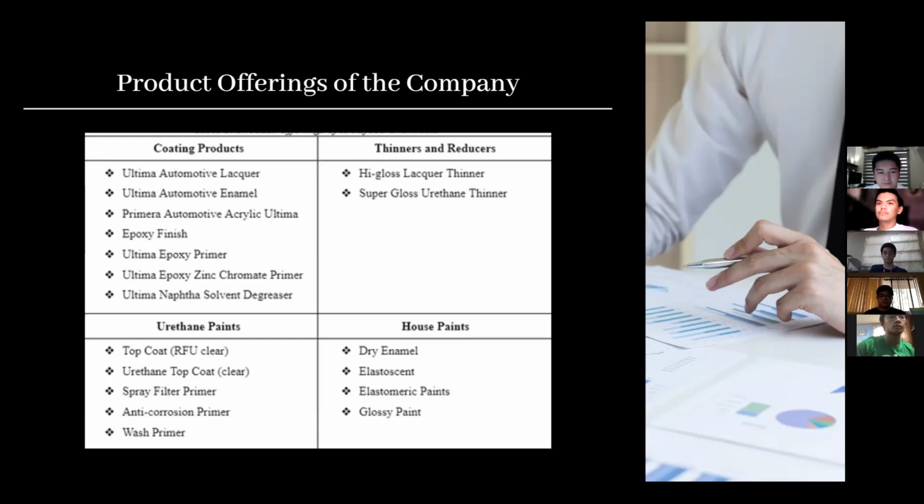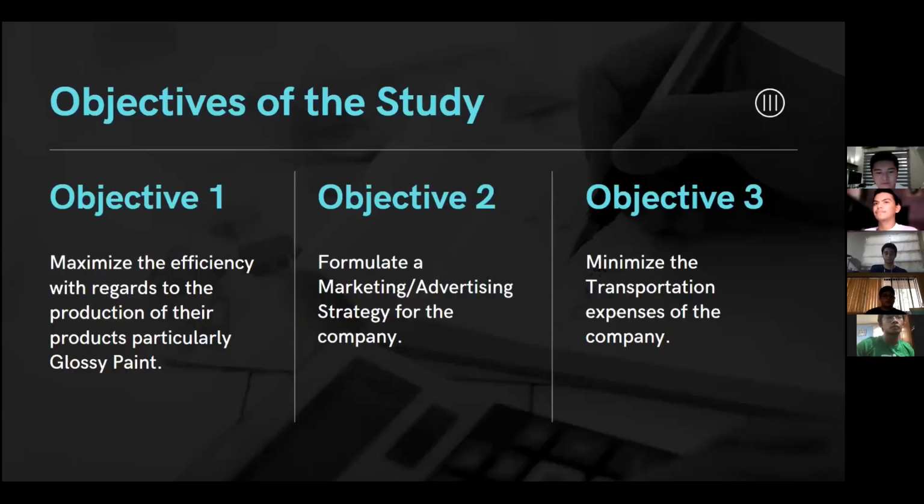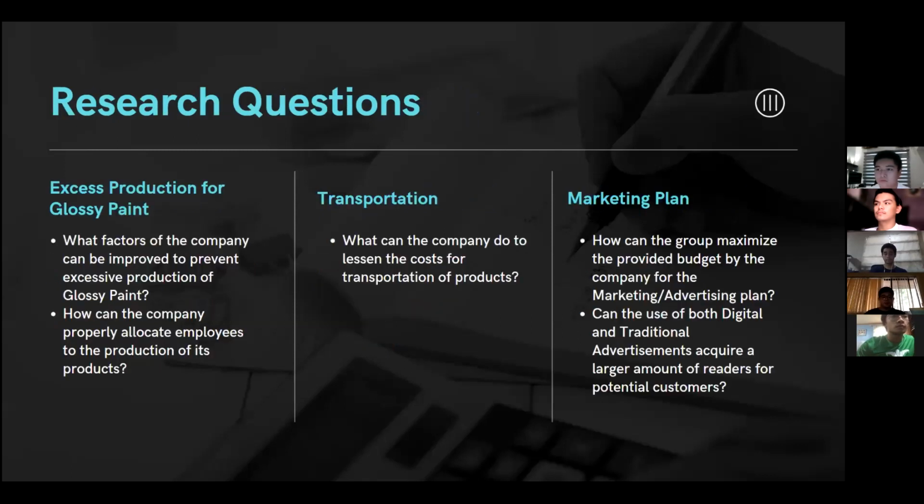Next slide, please. The objectives of the study are to maximize efficiency with regards to the production of their products, particularly glossy paint, to formulate the marketing advertising strategy for the company, and to minimize the transportation expenses of the company. Next slide, please. It's stated in the slide that the research questions created would satisfy the objectives of the paper of the company. Next slide, please.